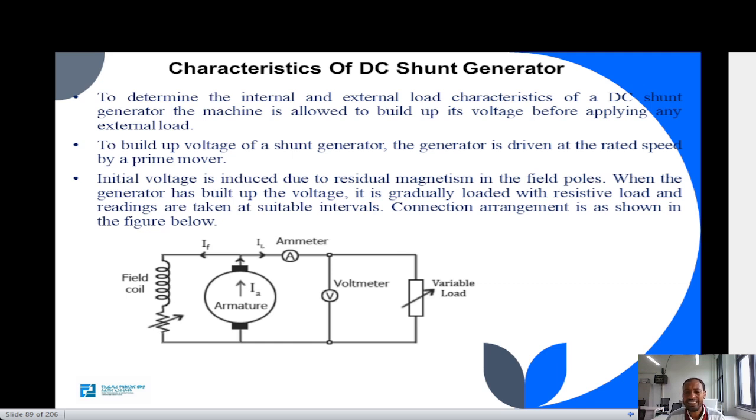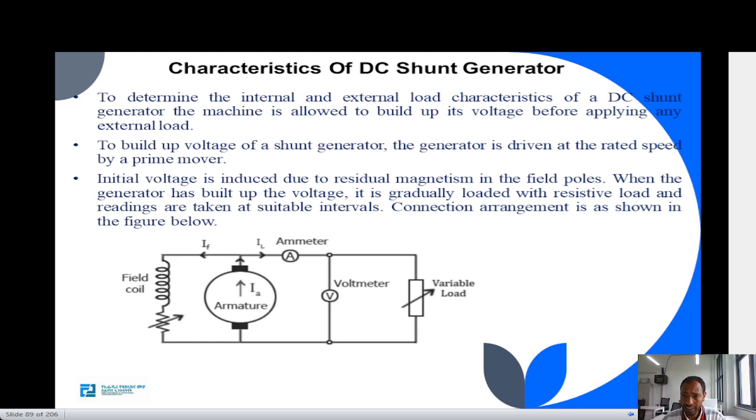To determine the internal and external load characteristics of a DC shunt generator, the machine is allowed to build up its voltage before applying any external load. As we discussed last time, of the three characteristic curves, the OCC is the same for every machine, so it's not necessary to discuss it for the shunt. The only thing we have to discuss is the internal and external load characteristics. Once we know either internal or external, we can get one from the other, like what we discussed last time.